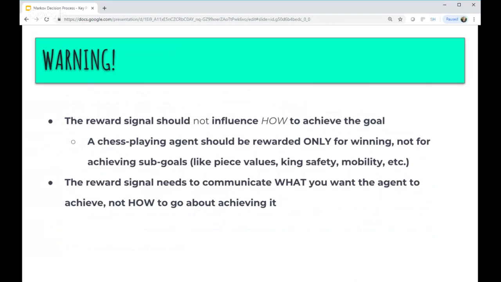So in summary, when you're creating a reward signal to provide to your agent, you really need to concentrate on communicating what you want the agent to achieve, but not try to incorporate into that how you want the agent to go about achieving it. It's an important distinction.